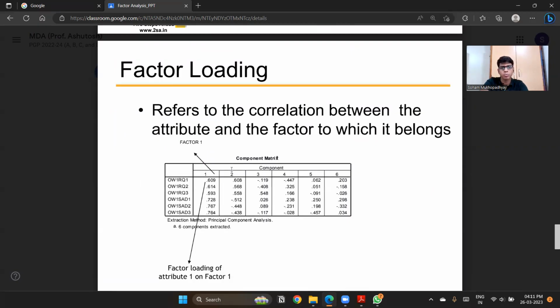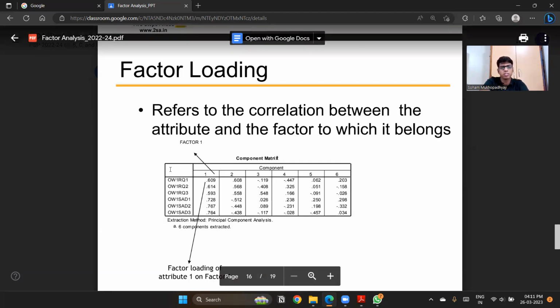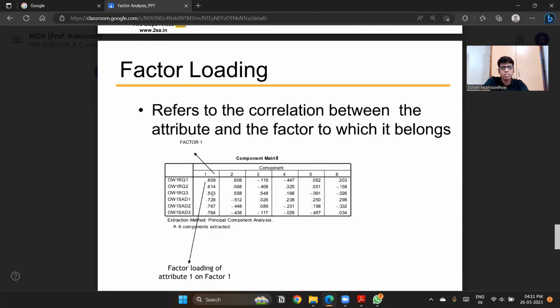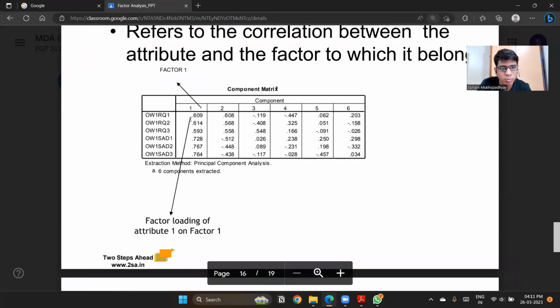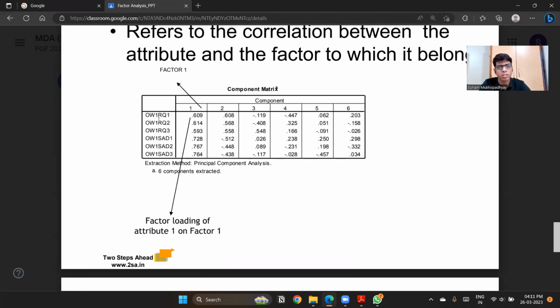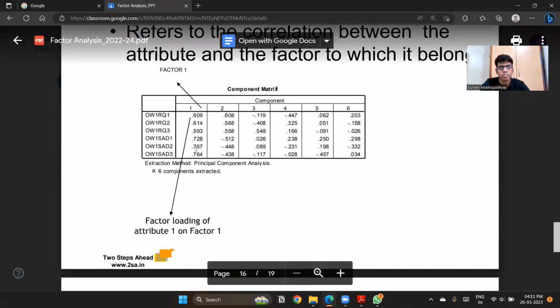So this is the component matrix. In the component matrix, these are all the variables plotted here: 1, 2, 3, 4, 5, 6. So 6 variables are there. And these are the probable factors that we give, 1, 2, 3, 4, 5, 6. So 6 factors and 6 variables. Now you can see this correlation mentioned over here, 0.609, is the factor loading of attribute 1, this particular variable, on this particular factor.